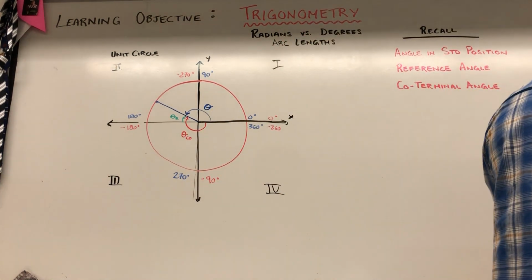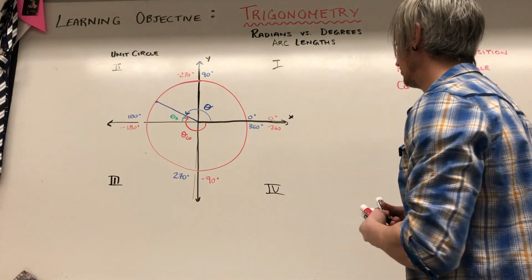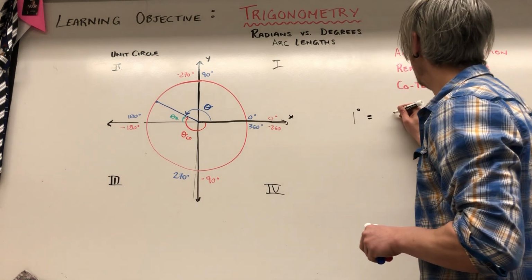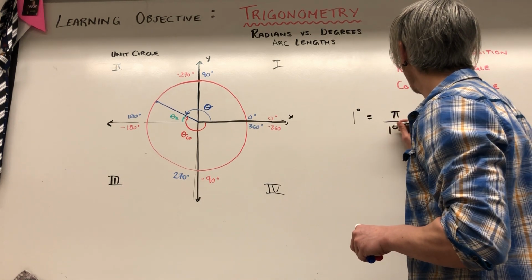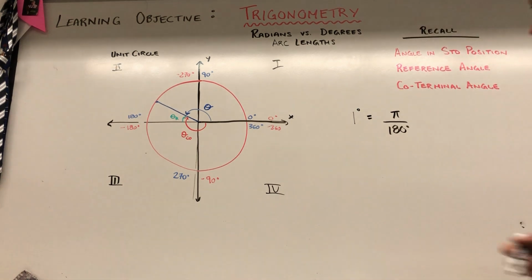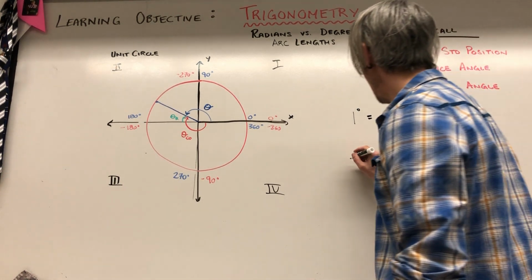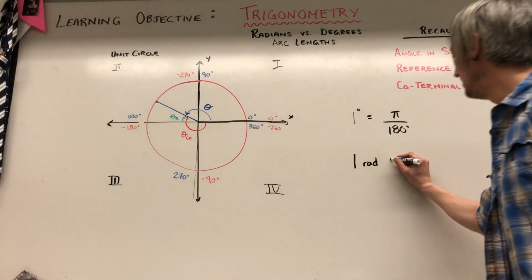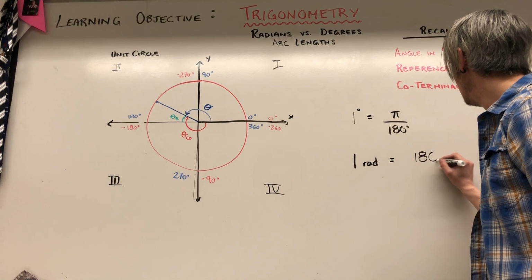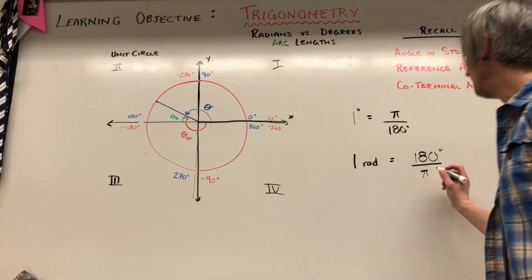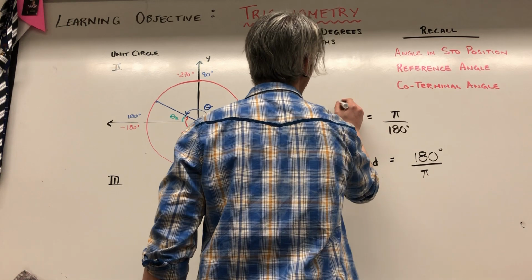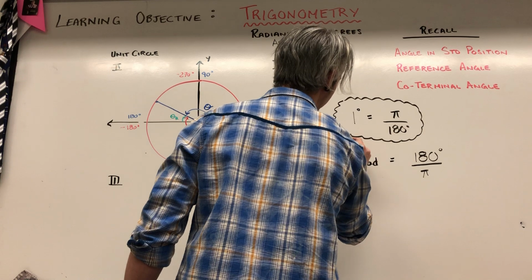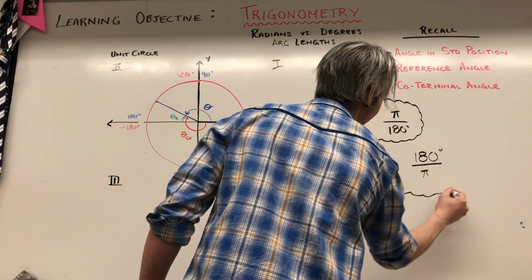The first thing we need to do is learn how to convert between radians and degrees. And it's quite straightforward. Here's the relationship. 1 degree is the same as pi over 180 radians. That's the first relationship. And 1 radian is the same as 180 degrees divided by pi. This is my special salsa. Mama special salsa.